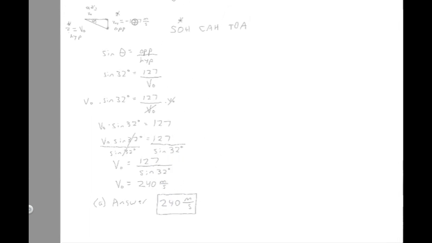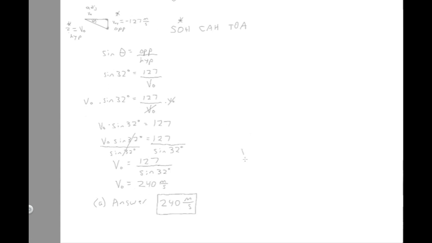Well, the answer came out to be positive. That makes sense. Speeds can never be negative, so a negative answer wouldn't make sense. Does the size of this answer make sense? Well, one thing you can do is compare it to this 127. Notice that 240 is bigger than 127, and that should make sense because I think I've mentioned in previous videos, the overall vector is always at least as big as the components. If there's two non-zero components, the overall vector should be bigger than the components, and that was the case here.